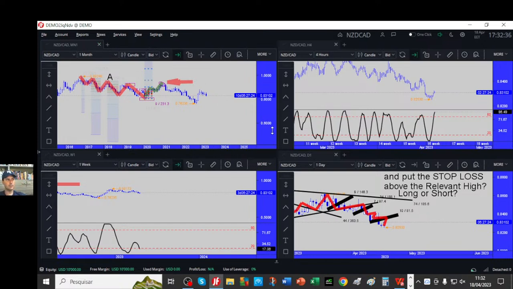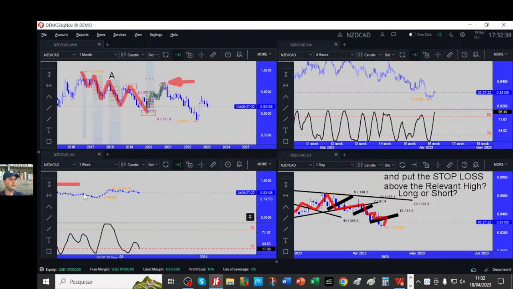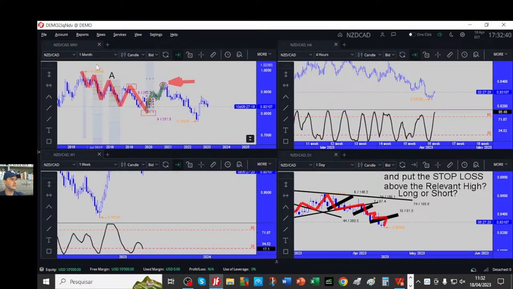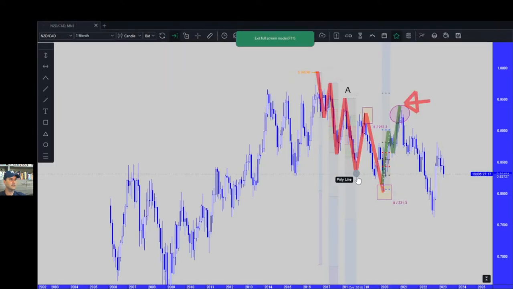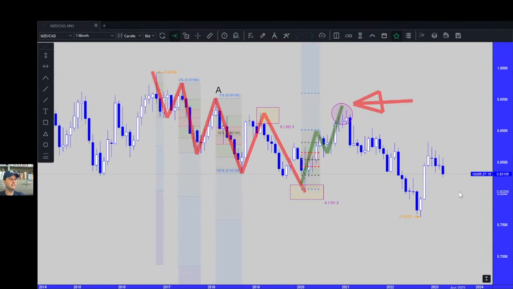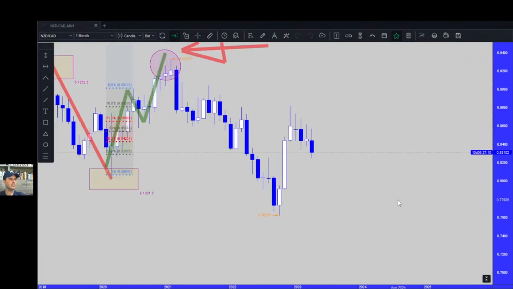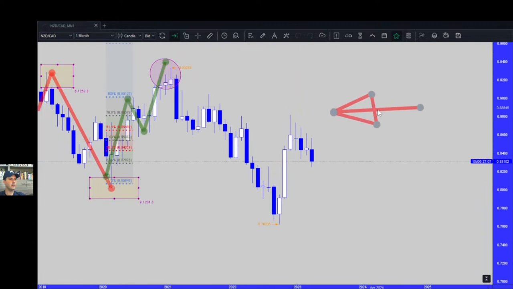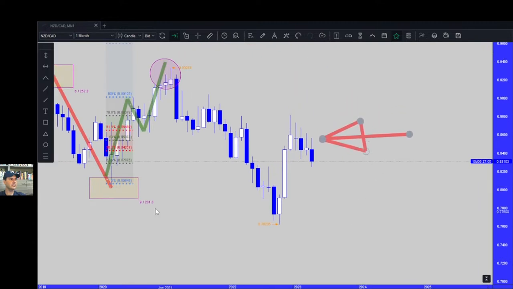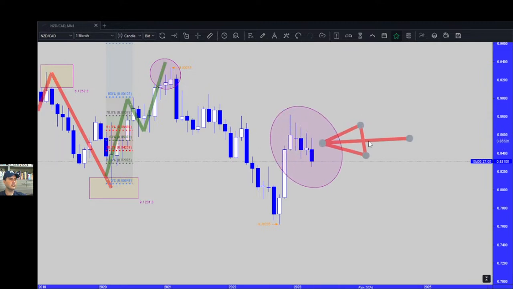I believe it's not because JFX didn't push notifications, right? Now, what is this monthly chart, candles and candlestick wise, telling you, everybody? What is this chart telling you? Is this market going to fall, or is this market called NZDCAD going to go up?